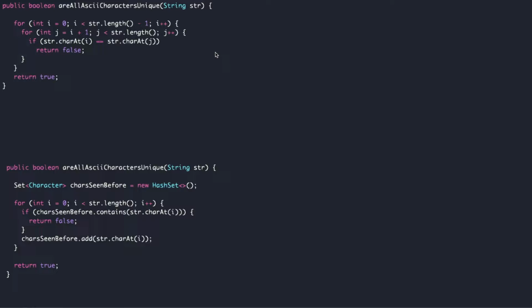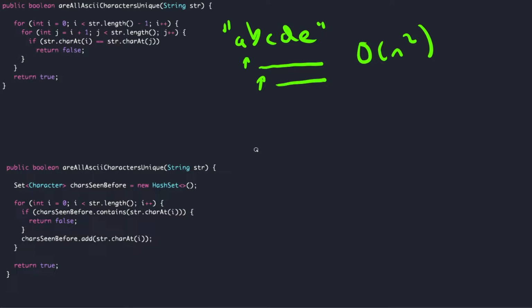So as a quick reminder, this is our n squared algorithm at the top here, and it works by looking at the first character and then scanning the rest of the string looking for that character. If we find a repeated character, we return false immediately. Otherwise, we move on to the next character and again scan the remainder of the string looking for that character. So this is our n squared algorithm up here.